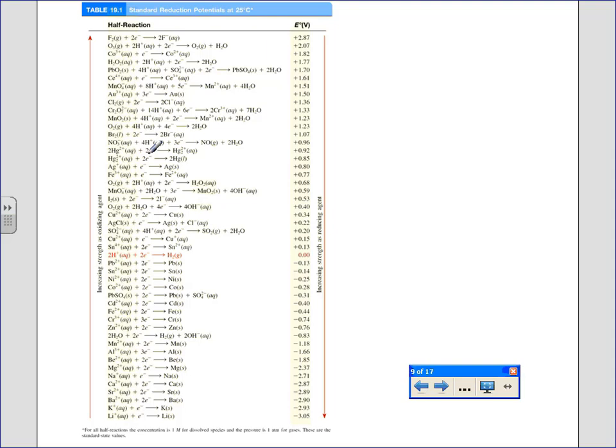So the more positive the reduction potential, the more likely a substance is to be reduced. So the more likely it's going to be an oxidizing agent. And the reverse is true. If you've got a highly negative potential, it's going to be very likely to lose electrons instead, and therefore it's a very strong reducing agent.